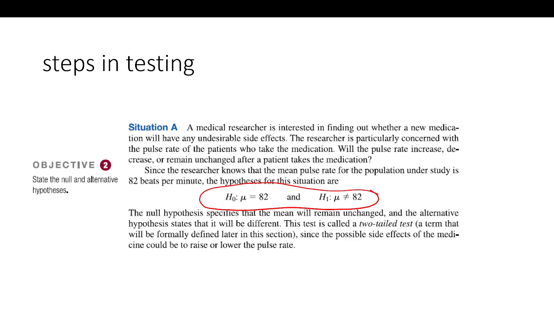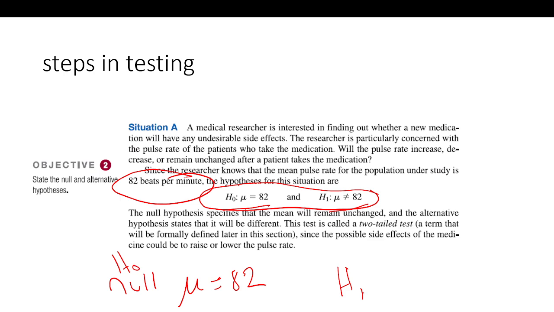A medical researcher is interested in finding whether a new medication will have any undesirable side effects. The researcher is particularly concerned with the pulse rate of the patients who take the medicine. Will the pulse rate increase, decrease, or remain unchanged? Since the researcher knows the mean pulse rate is 82, the hypothesis is this versus this. So this is the null, that the mean pulse rate is 82. The alternative, which is sometimes written as H1 or HA, I like HA better, but I don't want to be too much of a rebel, is that it's not. This doesn't go and collect the data yet.